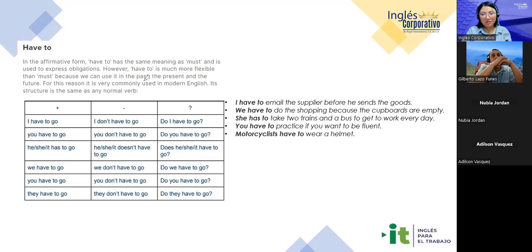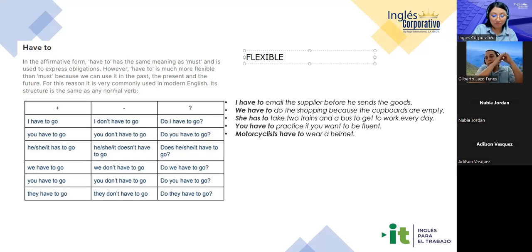O no tenemos como una consecuencia directa. Ahí está entonces. Look at number one. I have to email the supplier before he sends the goods. ¿Será esta una obligación? Sí, es una obligación. ¿Será flexible o no? Eso es lo que tienen que identificar.